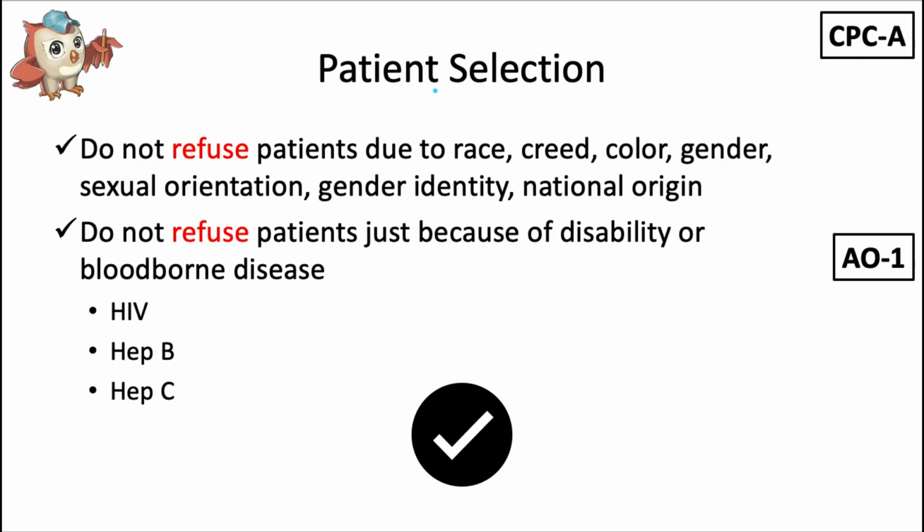So first, we have patient selection. Dentists cannot refuse to accept patients into their practice or deny dental service to patients because of their race, their creed, that's their religious beliefs, their color, gender, sexual orientation, gender identity, or national origin. So we need to be free from prejudice about the type of person that someone is. And in accordance with the first advisory opinion of justice, you also cannot refuse a patient only because they have a developmental disability or a communicable medical condition like HIV, hepatitis B, or hepatitis C.